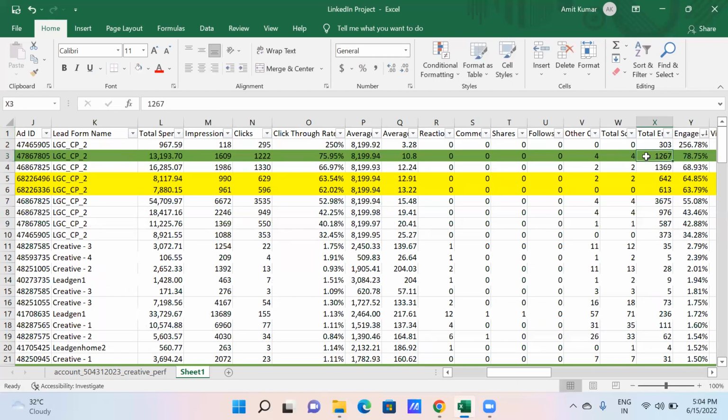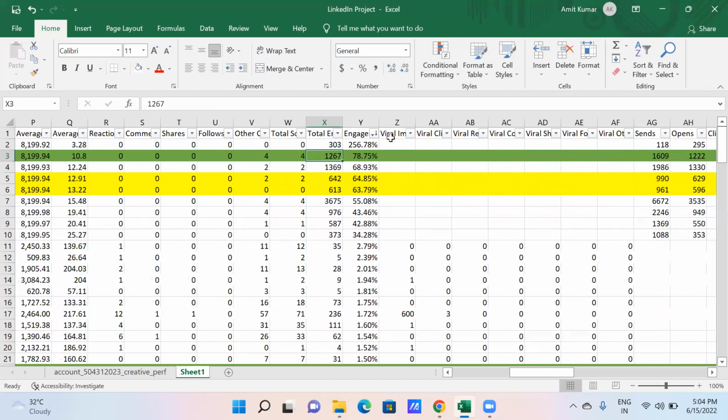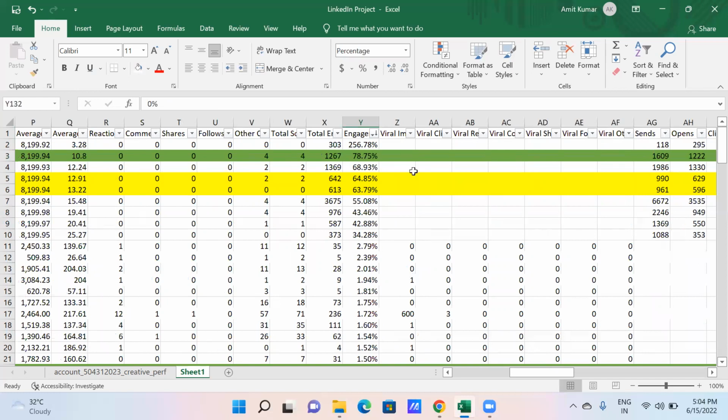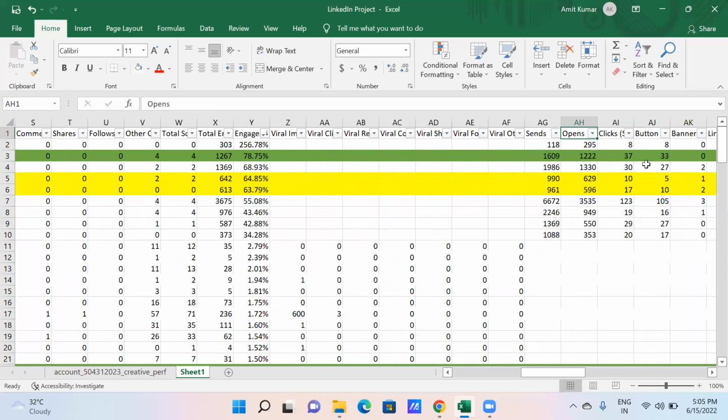Then total engagement. If you see the messaging sends, this many were sent, and the open rate is this much. So these many messages were opened out of those sent. So it's also a good rate. Open rate is also good.